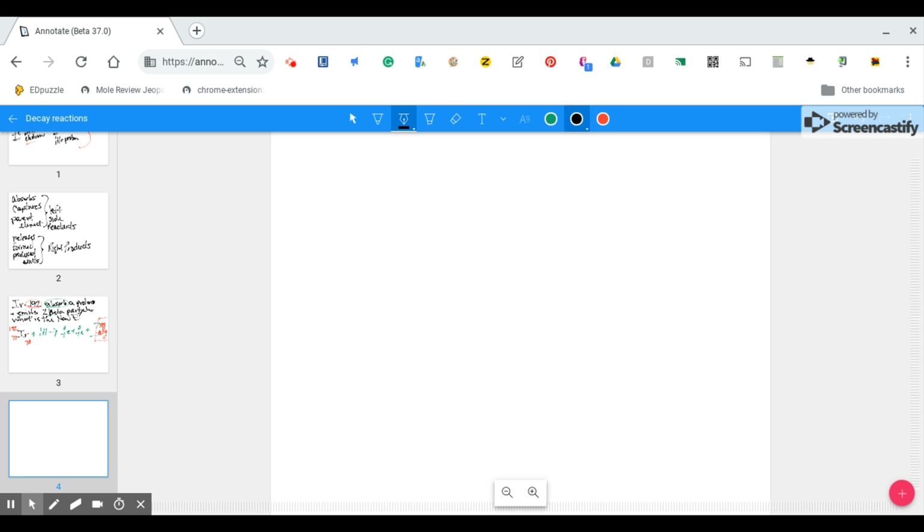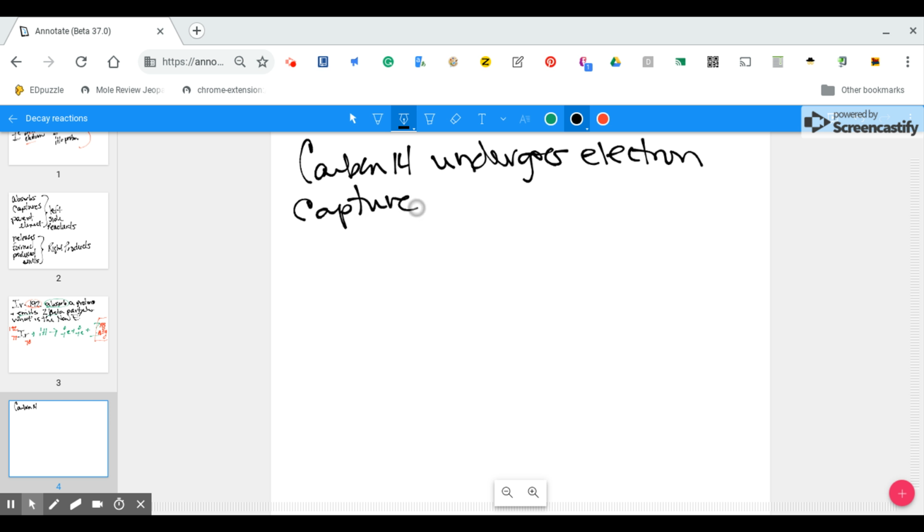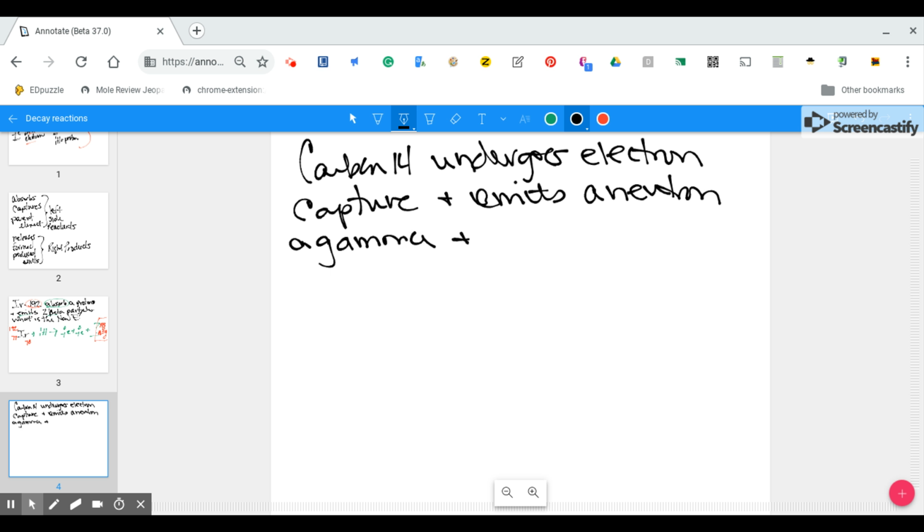So let's say that carbon-14 undergoes electron capture and emits a neutron, a gamma, and a proton. What is the new element?